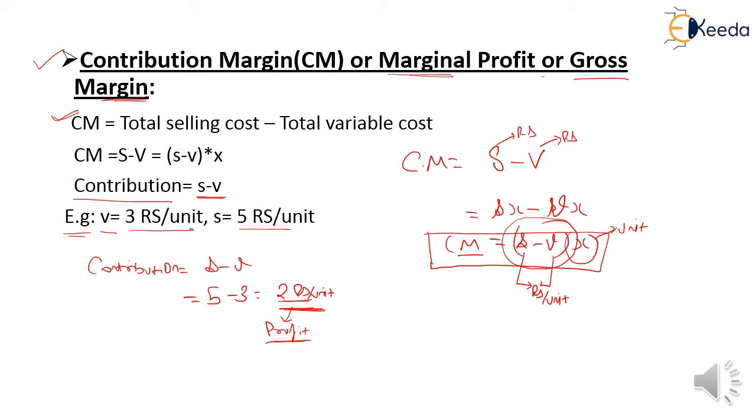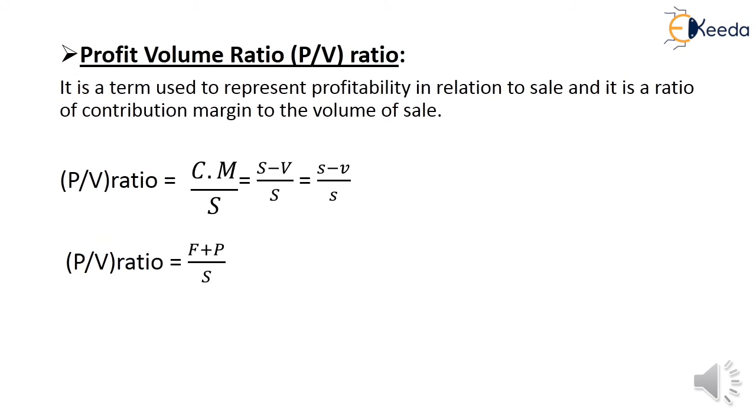It is the selling cost minus variable cost per unit. Clear to all? Okay, move to the next slide. In the next slide, we are discussing what a profit volume ratio is. PV ratio. What is a profit volume ratio?